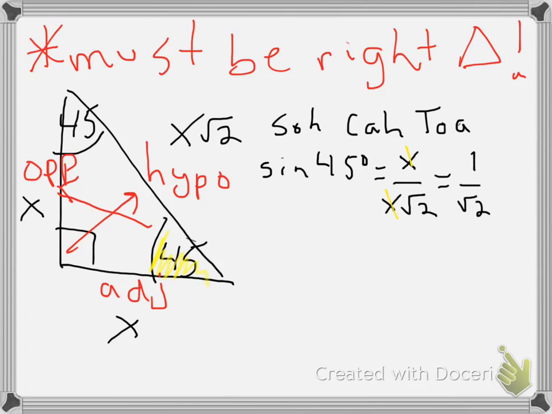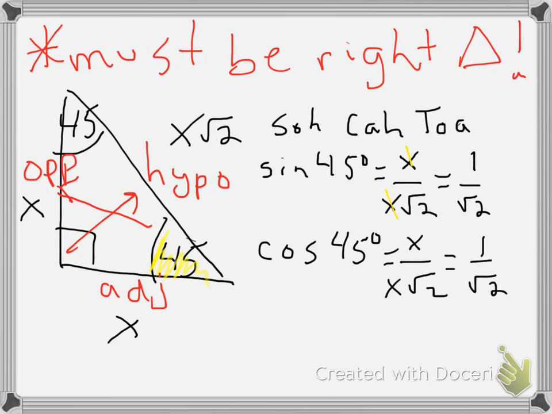Then let's do the cosine of 45 degrees. Some of you may have already figured it out. The adjacent is x, the hypotenuse is x root 2, and we have the same event happen: 1 divided by the square root of 2. If you need to see it, those cancel out. So you're saying, okay, good, it's 1 over the square root of 2.